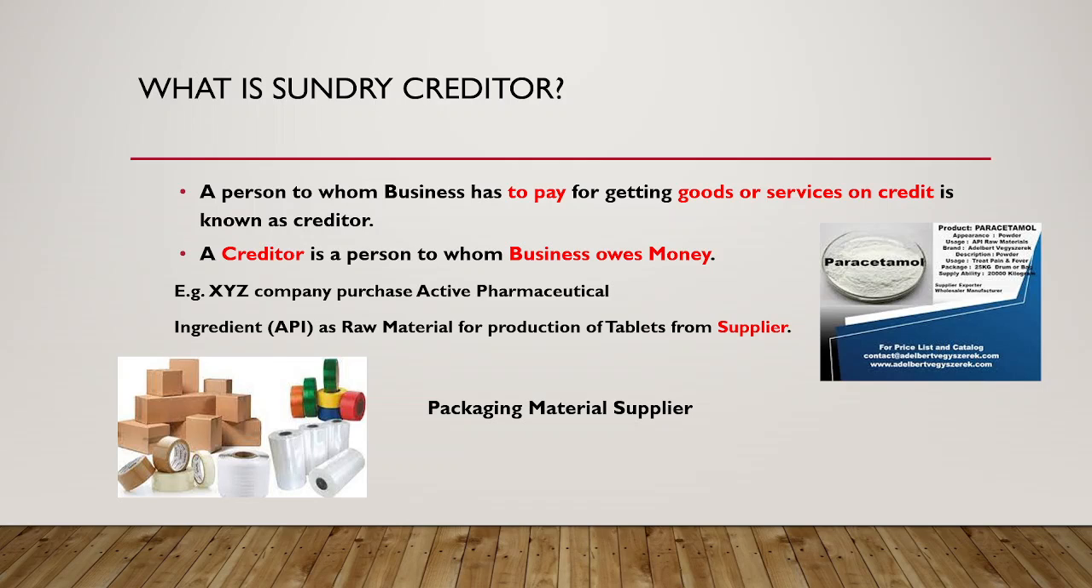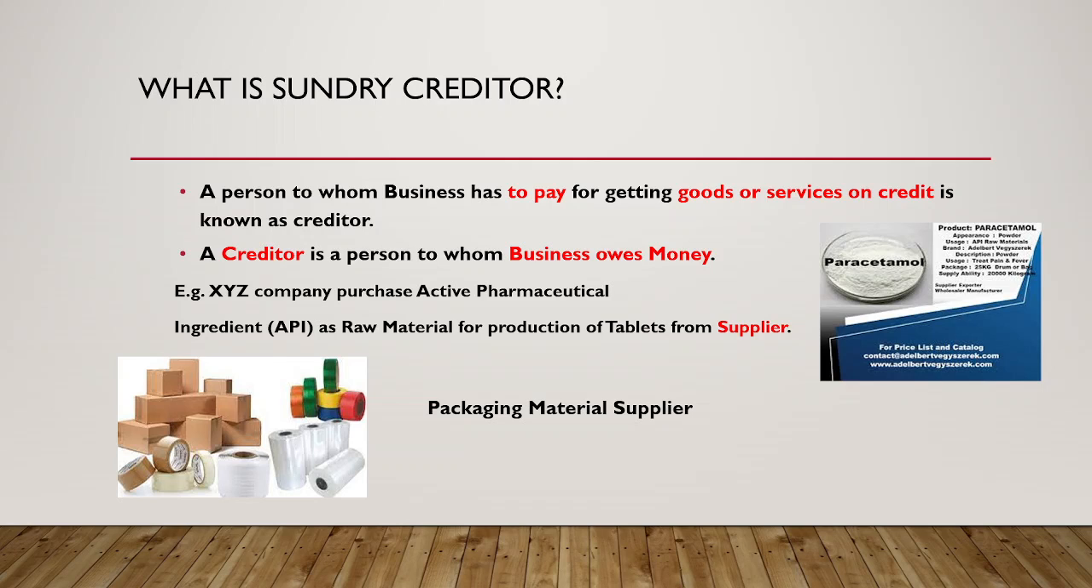Yes, correct. So, suppose that XYZ company, which we have considered in the previous slide, is into production of tablets, right? Now, for producing tablets, what is required is a raw material. Suppose I'm producing a metacin tablet. For metacin tablet, the powder required is paracetamol. This powder in a pharmaceutical company is known as API, that is active pharmaceutical ingredient, and this is the raw material for production of tablets.